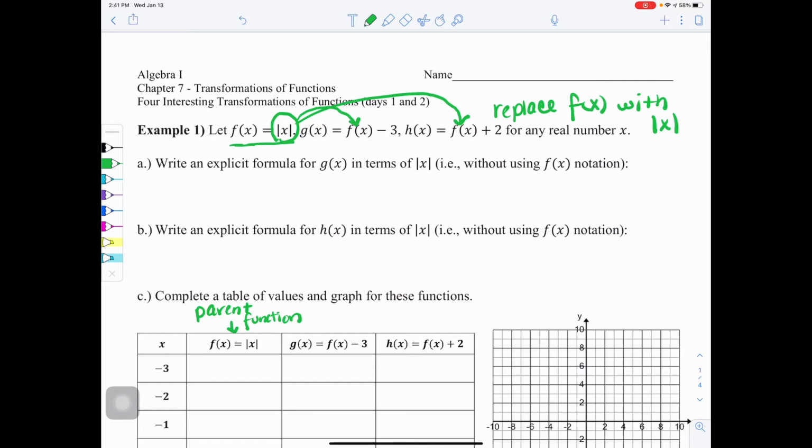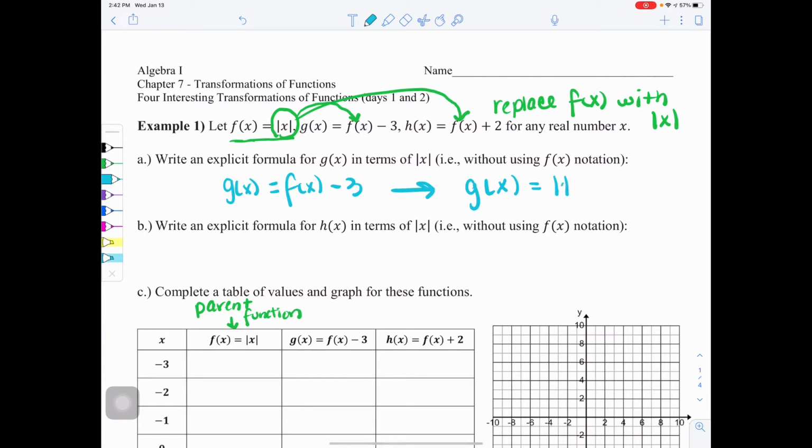So we're going to write an explicit formula for g of x in terms of absolute value, which means without using the f of x notation. So we start out with g of x equaling f of x minus 3, but that's going to change into g of x, and where the f of x used to be, we're going to replace it with what f of x equals, which is the absolute value of x, and then minus 3. So this would be the explicit formula for g of x.